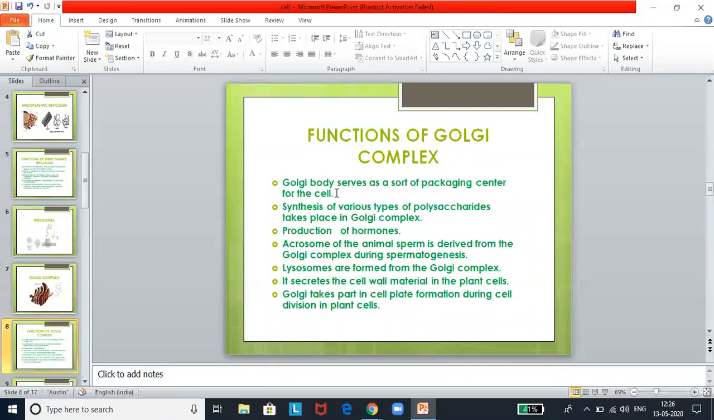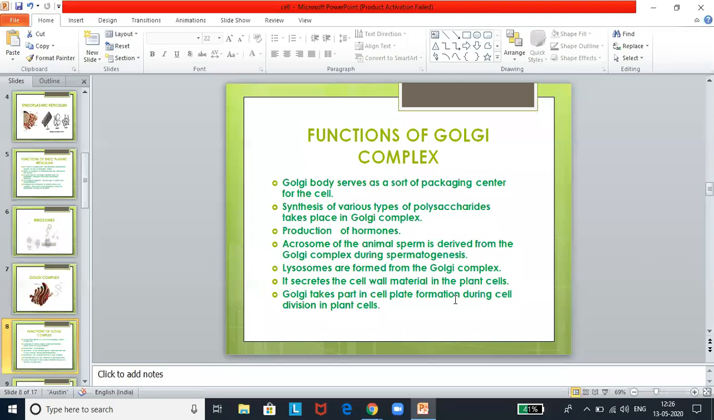Golgi body serves as a sort of packaging center for the cell. Now, synthesis of various types of polysaccharides take place in Golgi complex. It helps in the production of hormones. Acrosome of the animal sperm is derived from the Golgi complex during spermatogenesis, that is, during the formation of sperms.